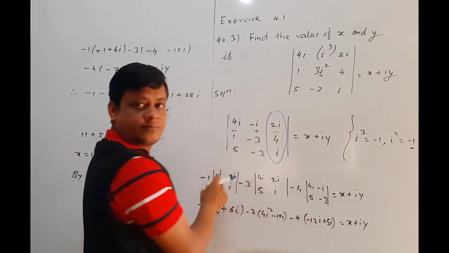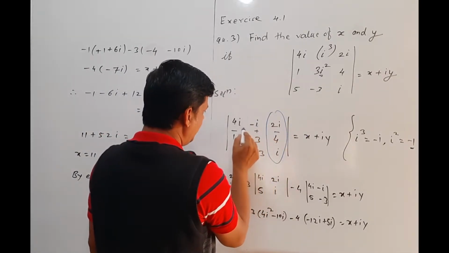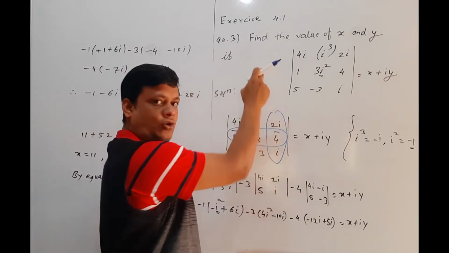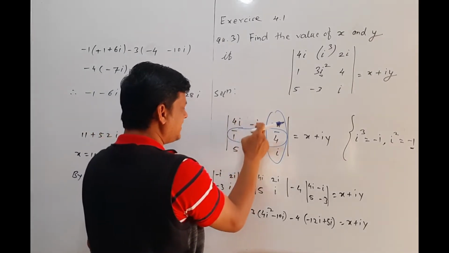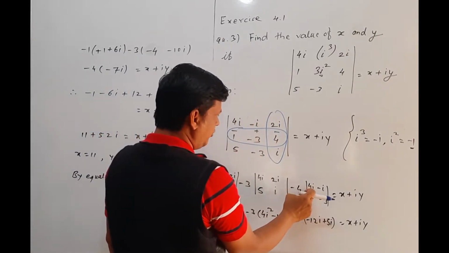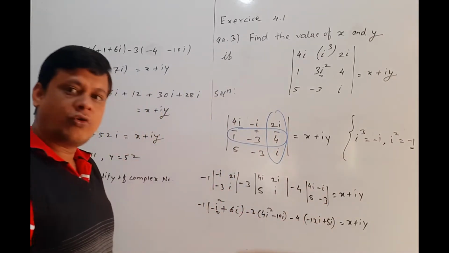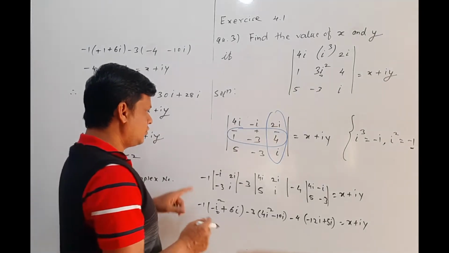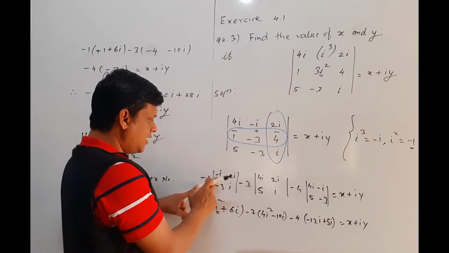Now this 4 lies in the last column, that is in the third column and in the second row. So we skip the second row and third column. So we calculate the determinant of 4i, minus i, 5, minus 3. So we write here 4i, minus i, 5, minus 3. Now you can easily calculate the determinant of order 2 by 2. So we write minus 1 into, and now we calculate the value of this determinant.